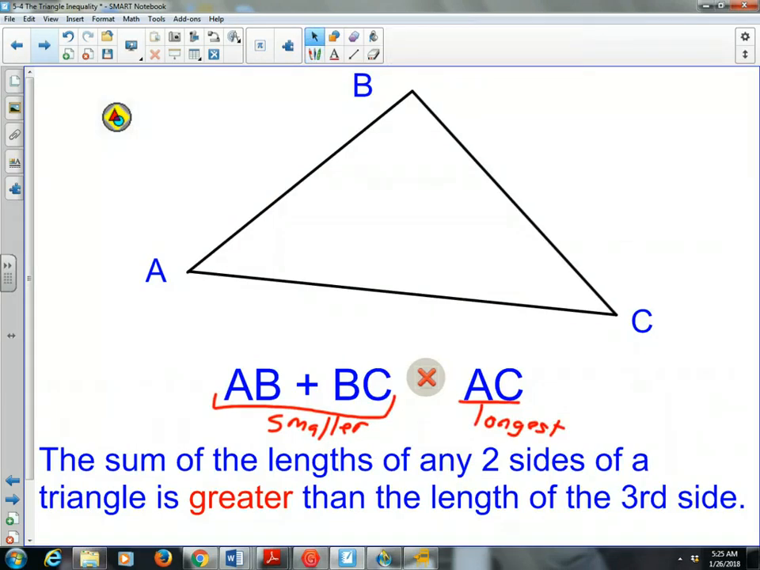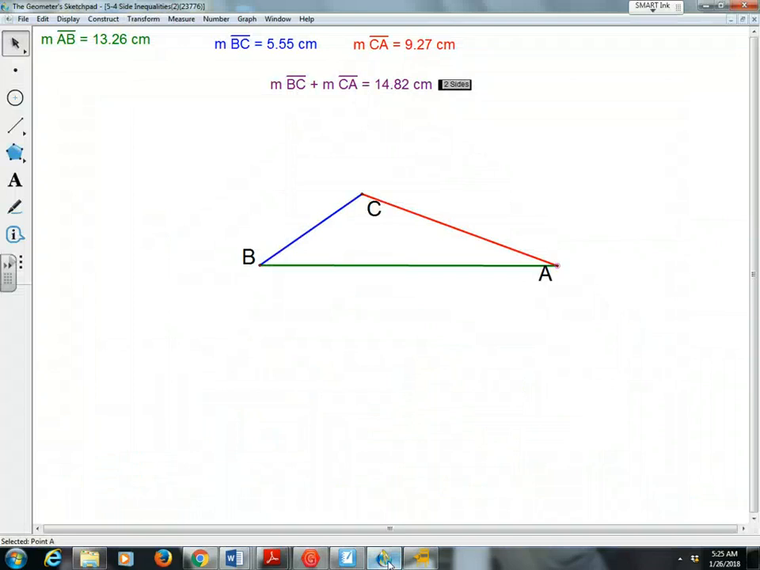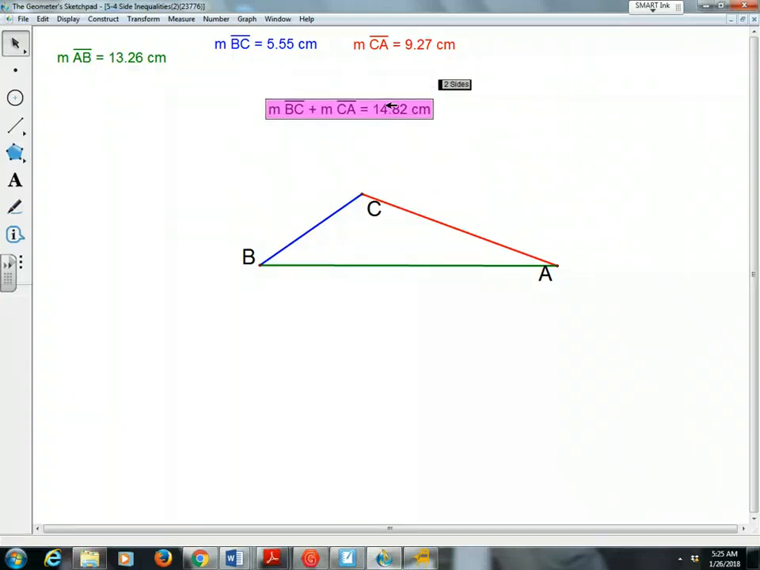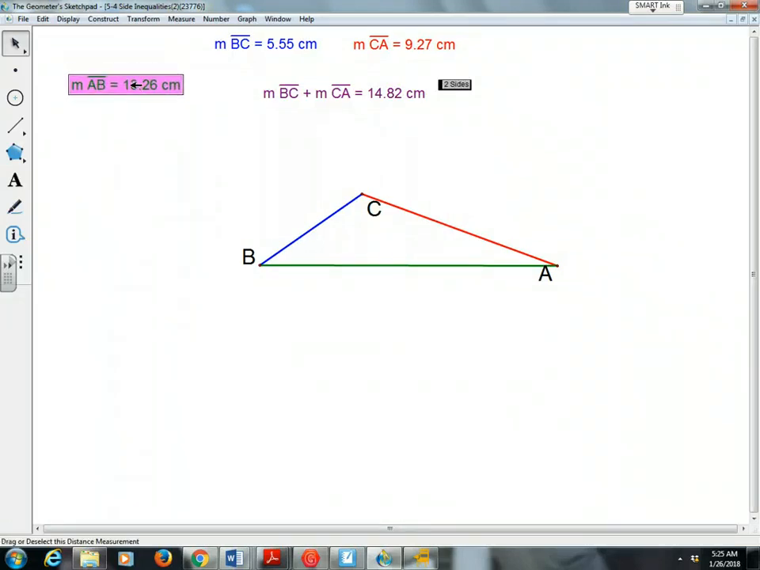Okay, so let's open up this Sketchpad file and see what we see. So here, of course, AB is the longest side. So this green AB right here, that's the longest side. Right now it's 13.26 centimeters. And BC and CA, when you add them up, you get 18.42. So notice how the sum of the two smaller sides, 14.82, is larger than the other side, 13.26. This one is larger than this one.